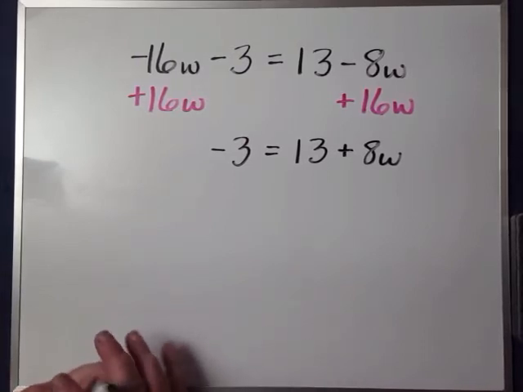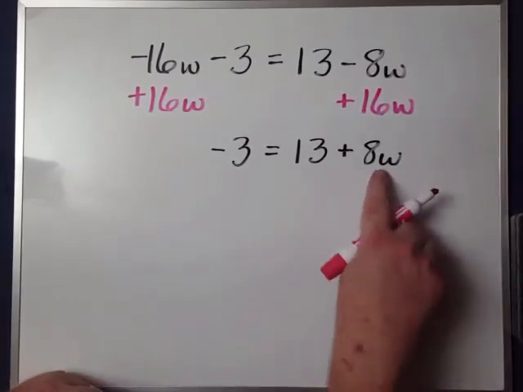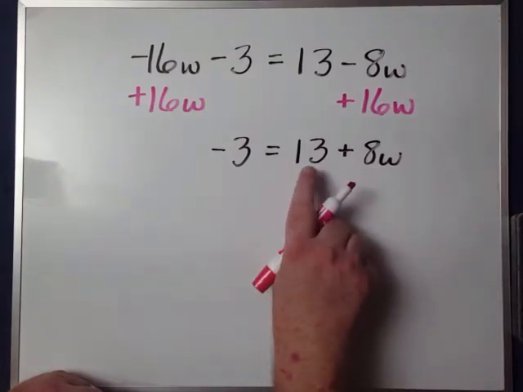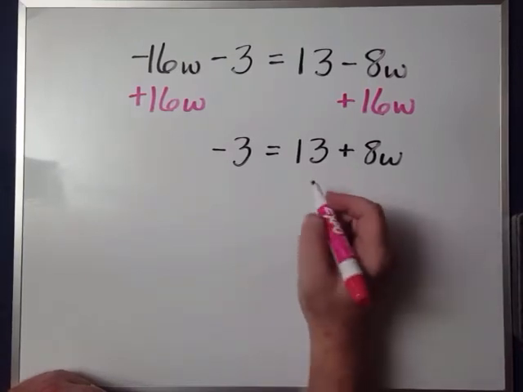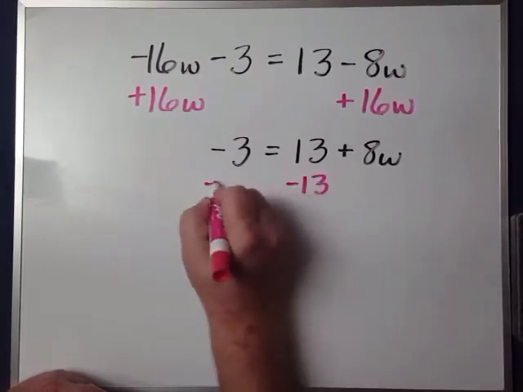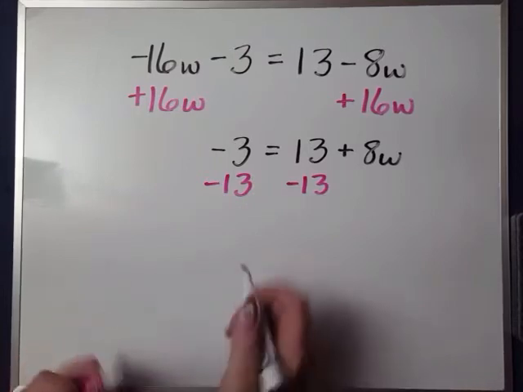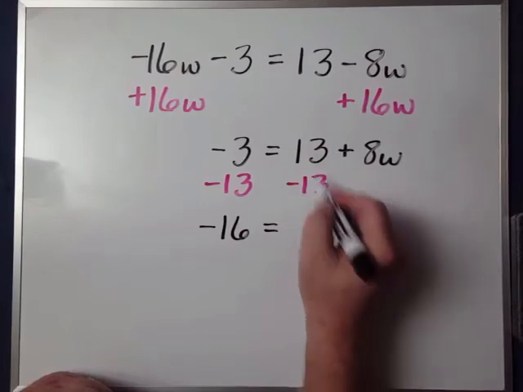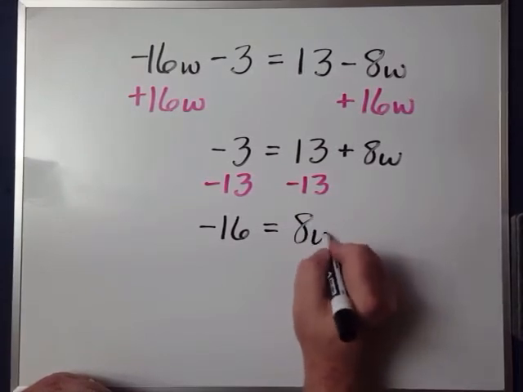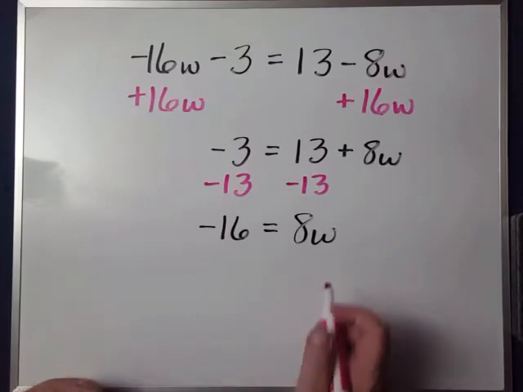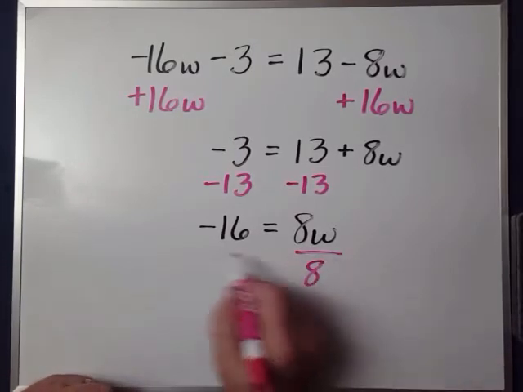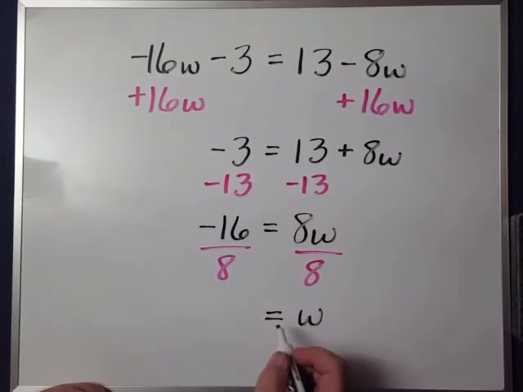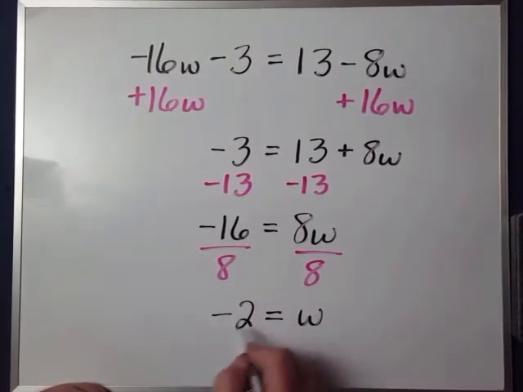Now we want to get the variable by itself. What prevents that? It's being multiplied by 8 and having 13 added to it. We'll get rid of the 13 first. Subtract 13 from both sides. On the left, that gives me minus 16. On the right, the 13 subtract out to leave only the 8w. And finally, divide both sides by 8 to find that w equals negative 16 over 8, negative 2.